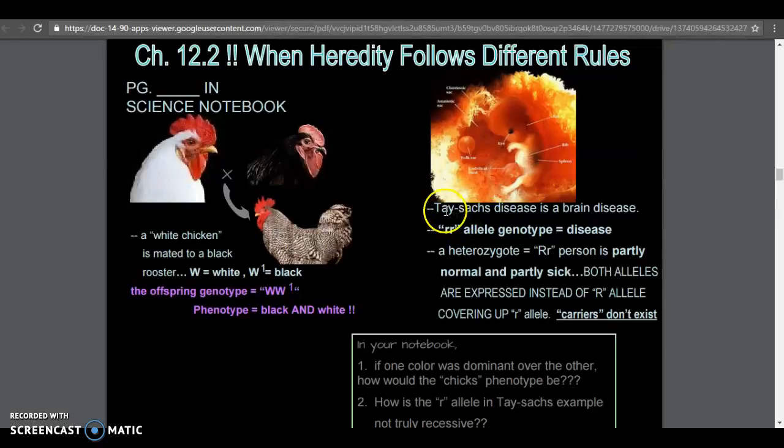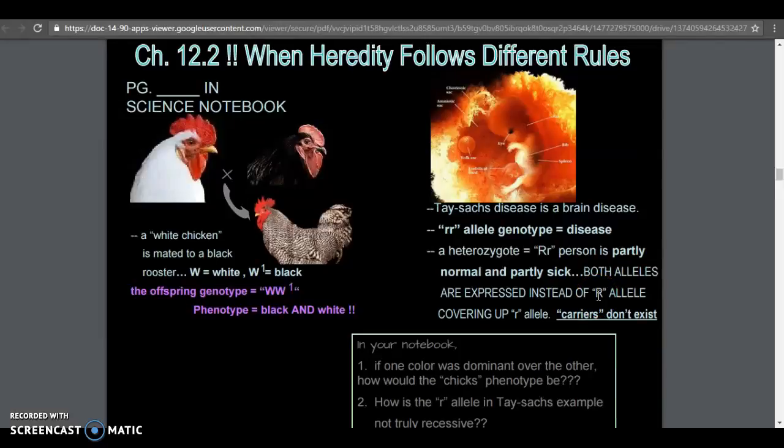Look at this. Here's another example. Tay-Sachs disease is a brain disease, and if somebody gets the homozygous recessive genotype, they have the disease. But what's interesting is that if they're a heterozygote, they're not just a carrier. They have the disease, just not as strongly. So a heterozygous person is going to be partly normal, partly sick. Both alleles are expressed instead of just the dominant version.